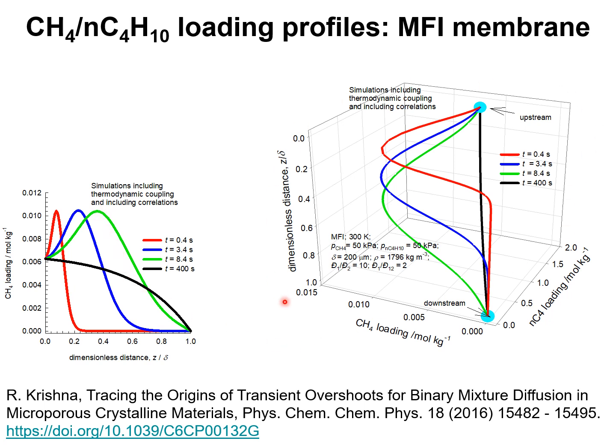In this graph, which is in 3D space, we showed the component loadings of both methane and normal butane. There is no overshoot or undershoot in the loading of normal butane as it develops from the upstream phase to the downstream phase. Details are available in my 2016 publication.